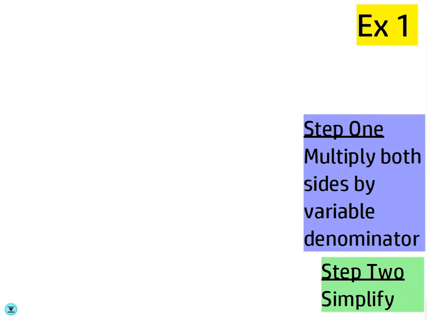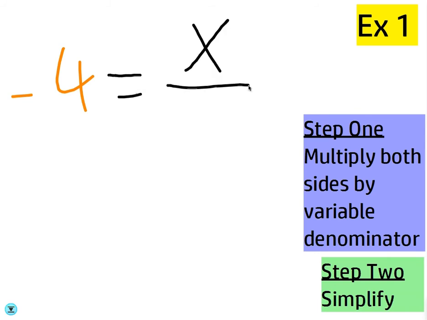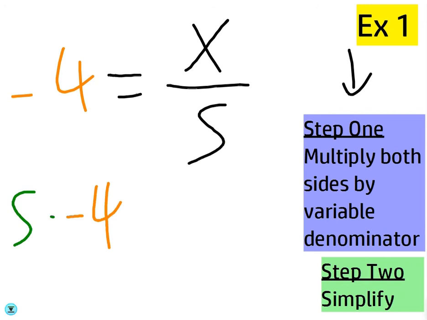First example, we're going to have -4 equals x over 5. All right, step 1 for single-step division is to multiply both sides by the variable denominator. Yes, in this case, it is 5. So we're going to multiply both sides by 5. So I'm going to multiply the left side by 5, and multiply the right side by 5.